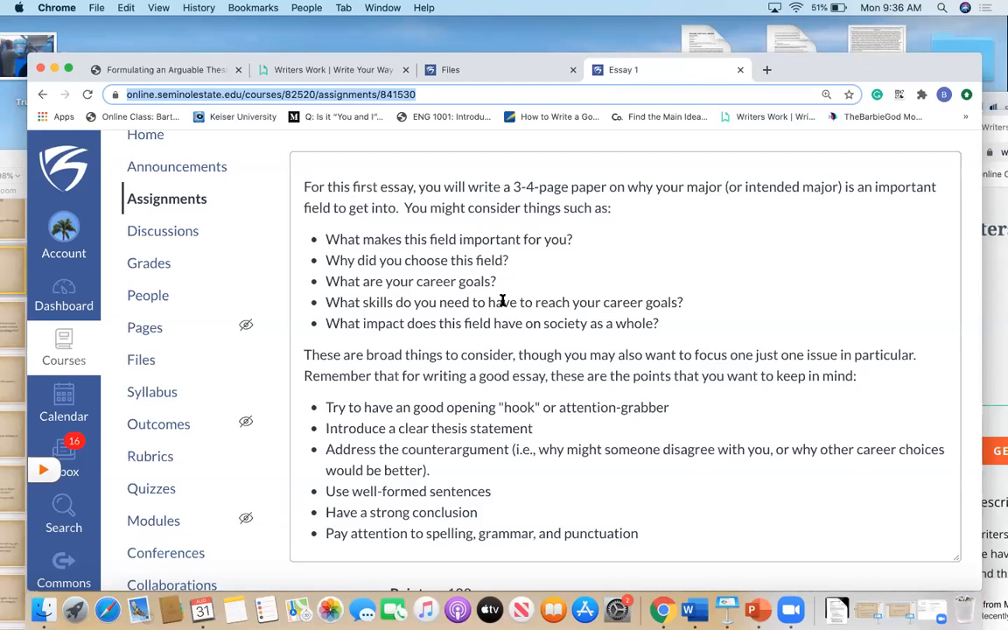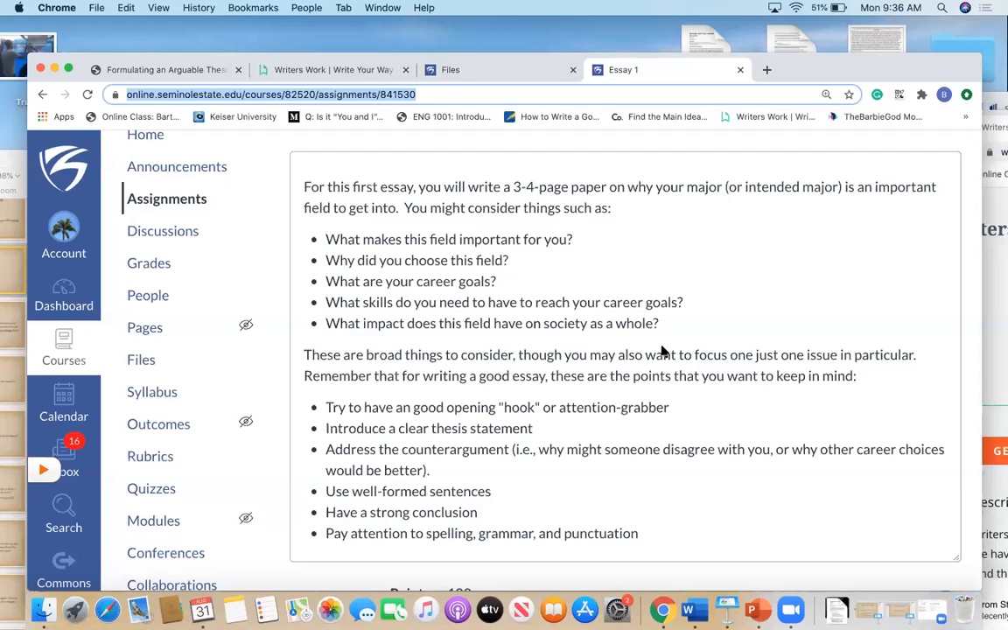So that's fine, but just pick a major or something that you're interested in, maybe a possible major that you're thinking about, and just explain, okay, what makes this field important to you? Why did you choose this field, or why are you thinking about choosing this field? What are your career goals that you want to get out of it? What skills do you need to have to reach your goals? What impact does this field have on society as a whole?